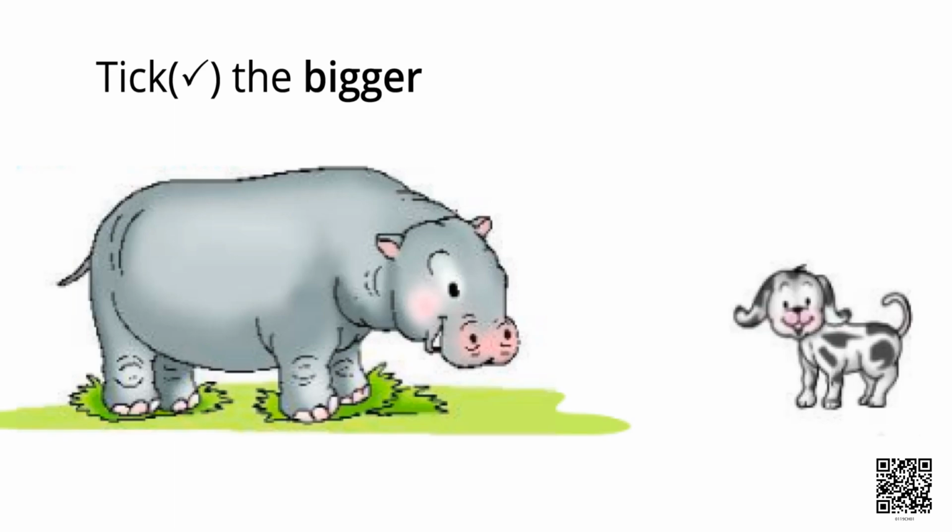Okay, dear children, now look at these two pictures and tick the bigger one. What do you see? A big rhinoceros and a small puppy. Yes, a big rhinoceros and a cute small puppy. So, can you tick the bigger animal? Good. Rhinoceros is bigger than the little puppy. So, let's put a tick mark over rhinoceros picture.